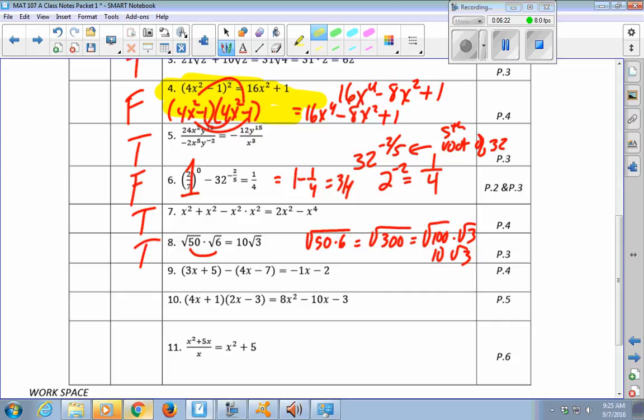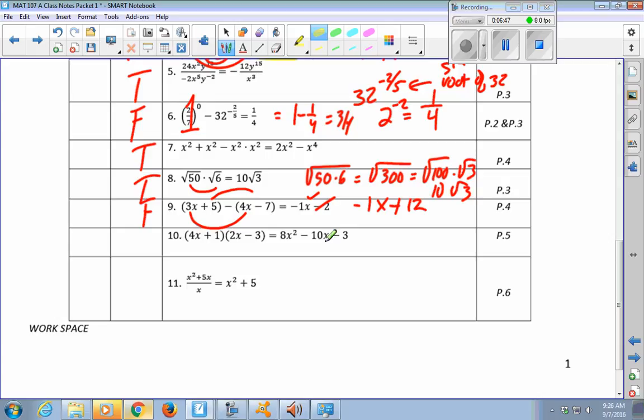9, false, true, false, false. Okay. 3x take away 4x is negative 1x. And then 5 take away a negative 7 is 5 plus 7. So this should be negative 1x plus 12. Okay, so that's false. Okay, and this is just your typical using a distributive property twice. I think everyone has that.